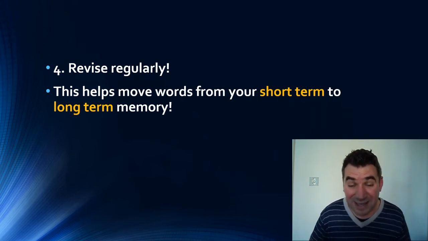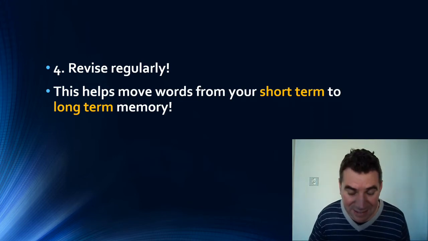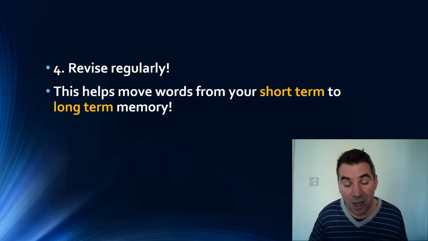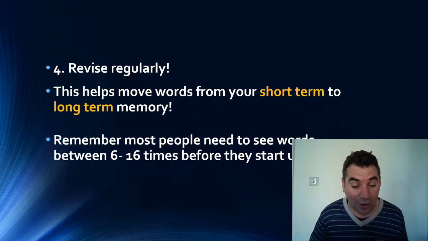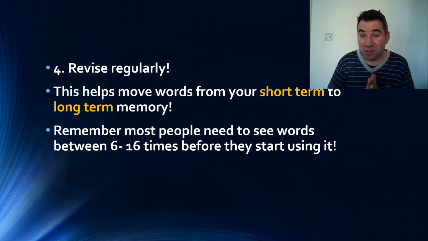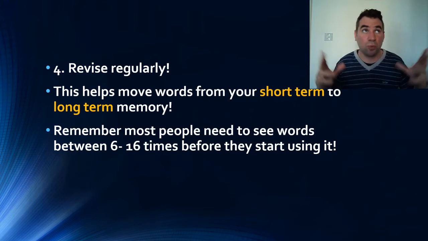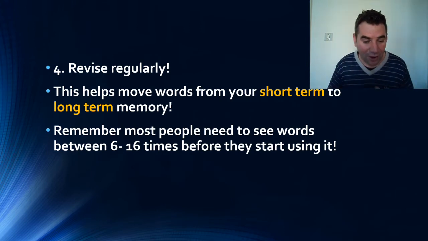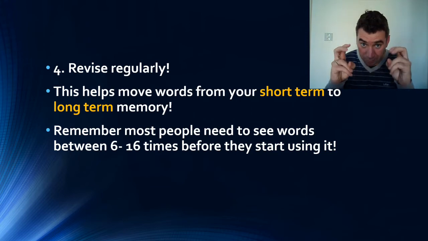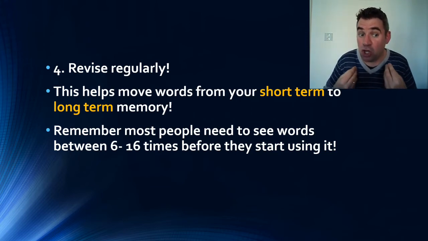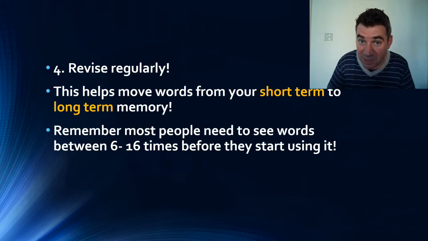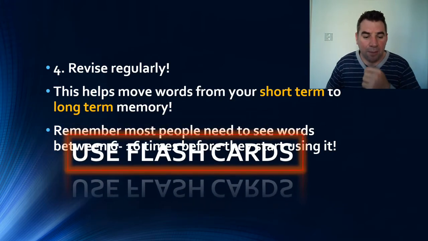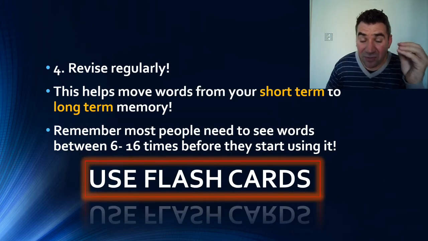Now, this process isn't instantaneous unless you've got a photographic memory, which, let's face it, most of us don't, all right? So I would say, and again, this varies from person to person. It doesn't mean you're super intelligent or super stupid, whichever, okay? But most of us would need to see a word between 6 and 16 times before it actually becomes part of our vocabulary, till we start using it in our writing, in our speaking, yeah? You have to revise regularly.